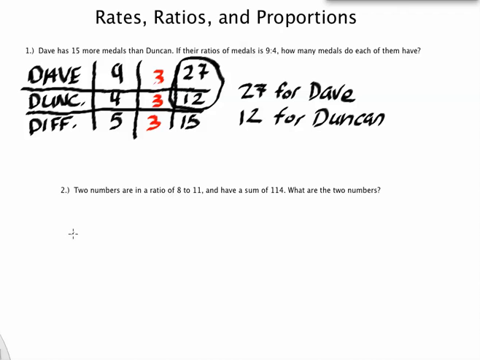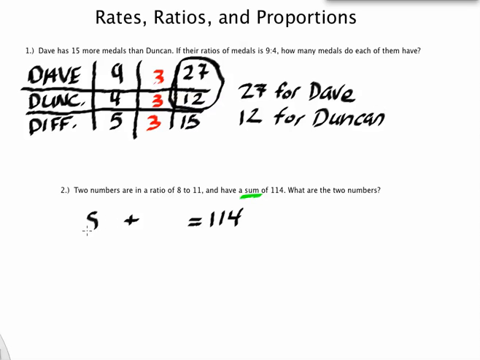Now the second problem we have involves two numbers that are in a ratio of 8 to 11 and have a sum of 114. Well, this is the magic word there. It's sum. Sum right there and 114. So with that word sum, I know that means addition, and I know it's going to equal 114. So I start by setting it equal to 114. Well, I take that magical word sum and I put a plus there.